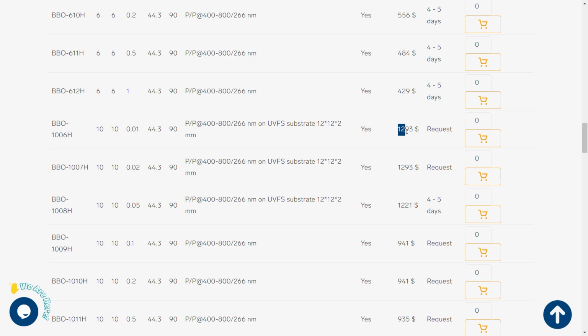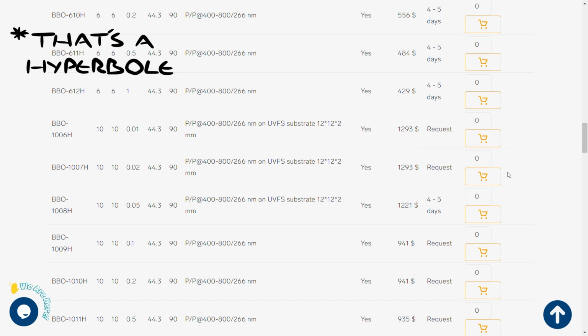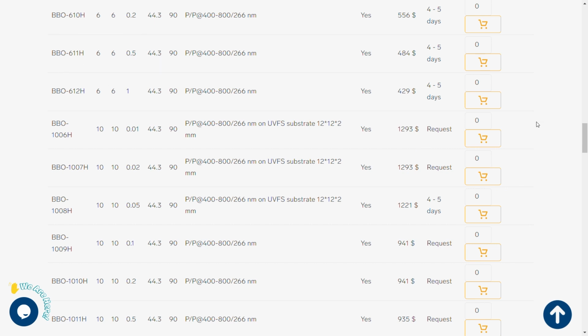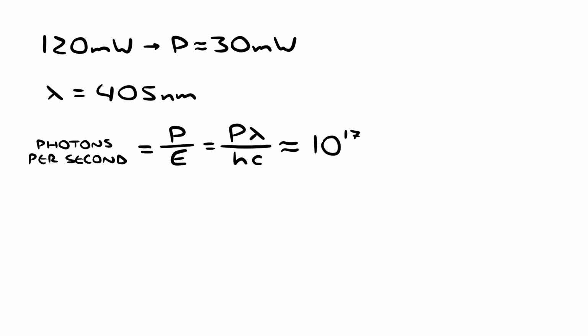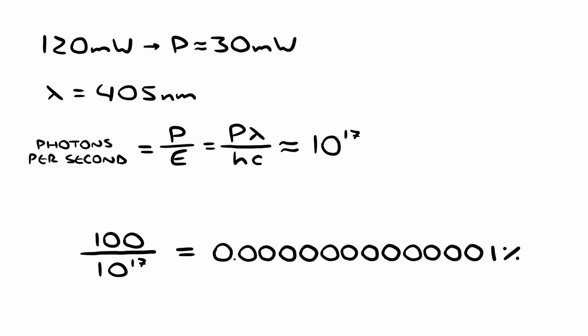Let me explain. A BBO can cost upwards of $1,000. It's the highest entanglement efficiency that science can buy. Yet still, when you pump it with light from, say, a 120 milliwatt laser, the amount of entangled photons that you get is in the realm of 100 per second. 100 photons is tiny. That means that only 0.1201% of all photons end up getting entangled, and the rest leave the crystal unchanged.